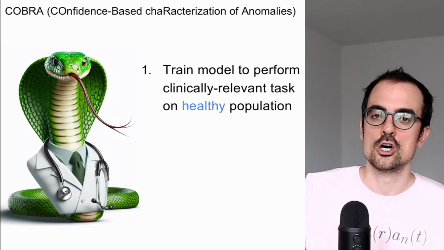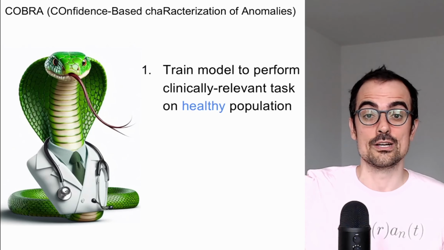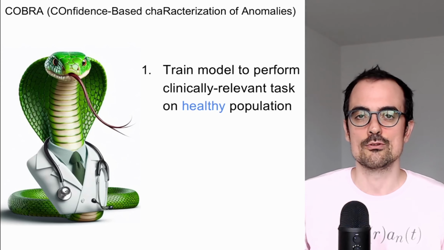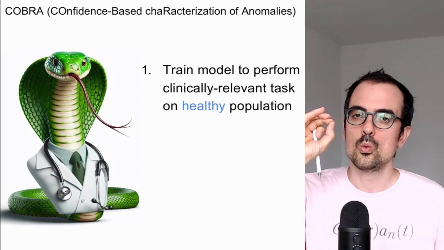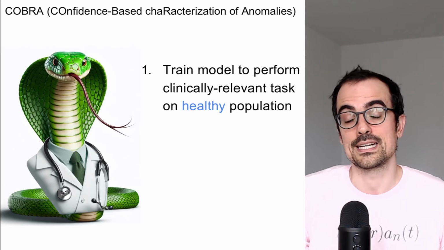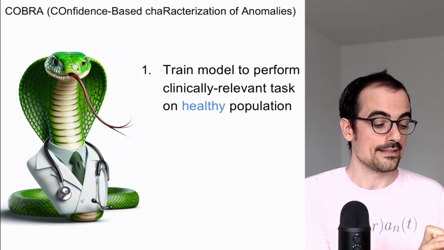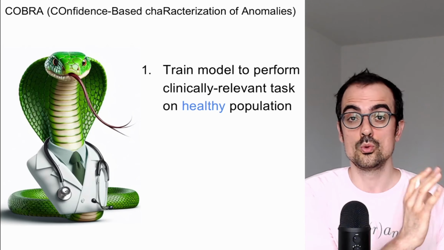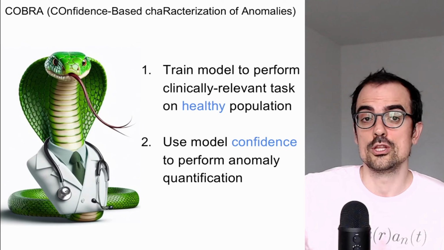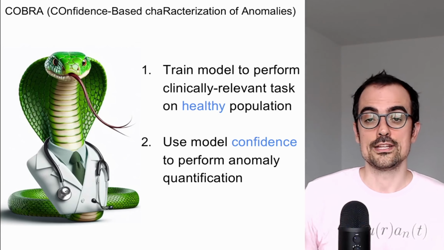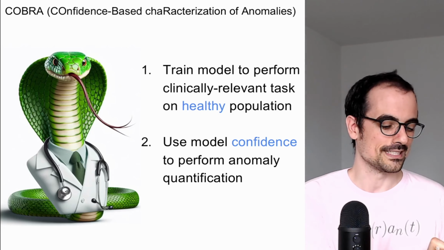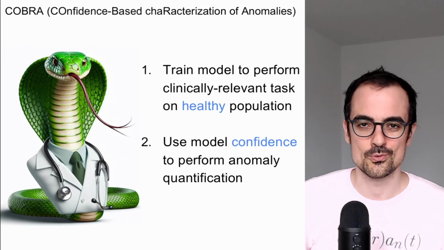We train a model on healthy patients to perform a clinically relevant task. As we will see in a moment, in the case of knee osteoarthritis, the clinically relevant task is to classify what kind of tissue is in each voxel of the MR scan, the magnetic resonance scan. Once we have trained the machine learning model to do this on healthy patients, we apply it on patients where we don't know if the knee is healthy or not, and use the model confidence to perform anomaly quantification. I also have a diagram. The diagram for this application will come in a moment.